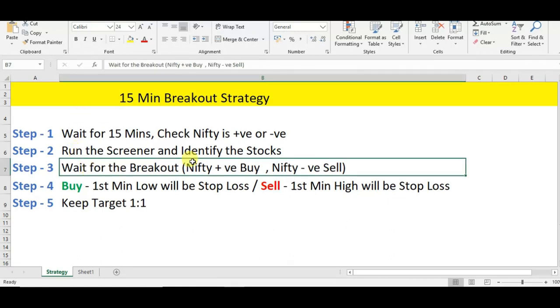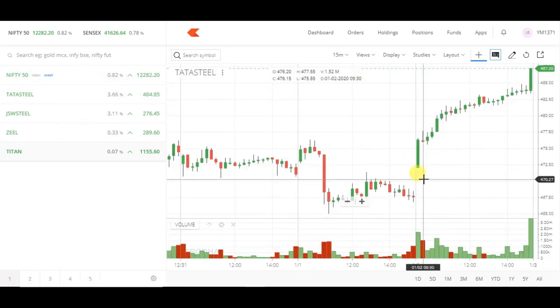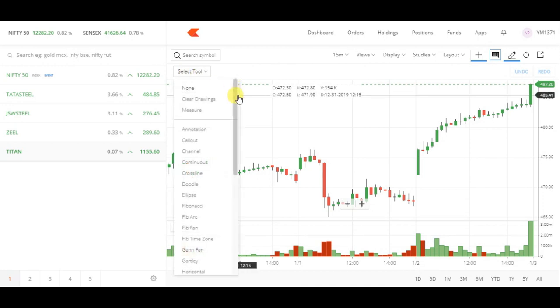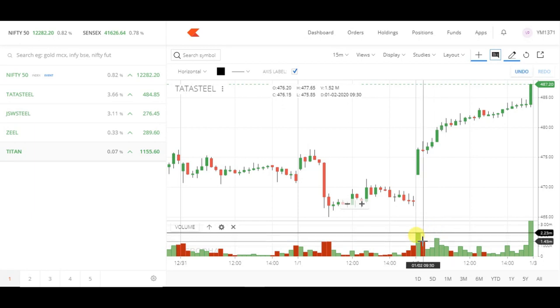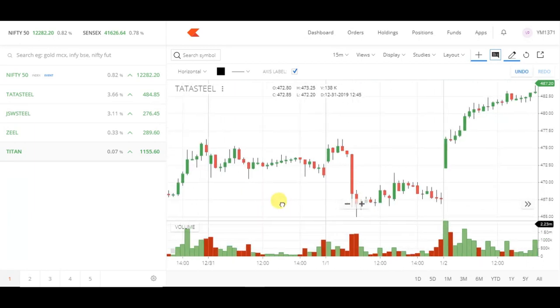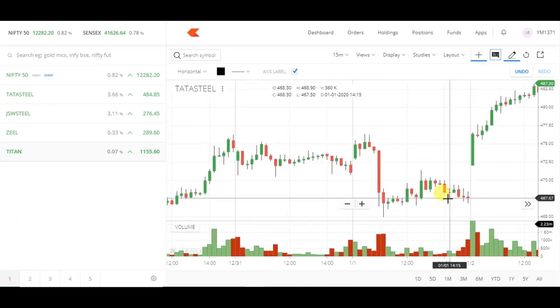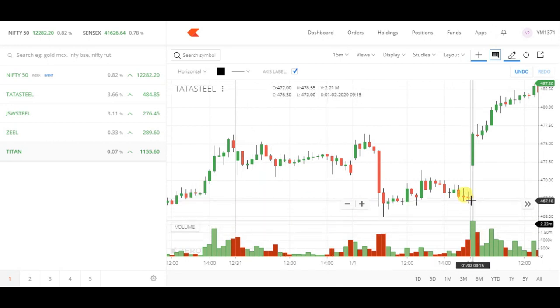Step 3, wait for the breakout. If Nifty is on a positive side, then we'll take only the buy side, and if Nifty is on a negative side, then we'll take only the sell side. If we see the chart of Tata Steel and the volume of the first 15-minute candle, let me mark a horizontal line so it will be easy to understand. If I mark the volume of the first 15-minute candle, we can clearly see the volume is greater than the previous 100 candles. None of the previous candles has high volume compared to this first 15-minute candle.